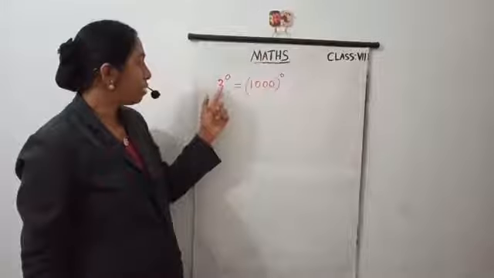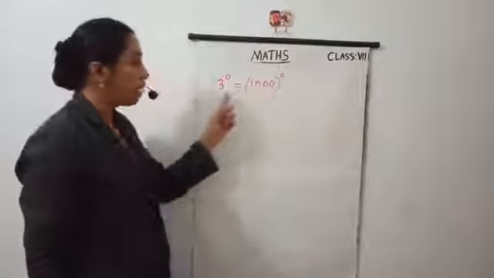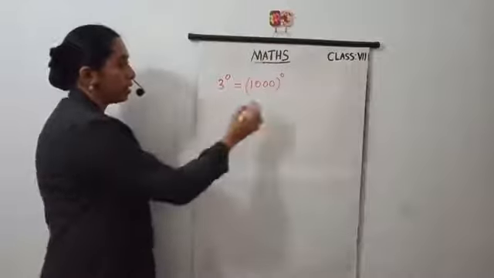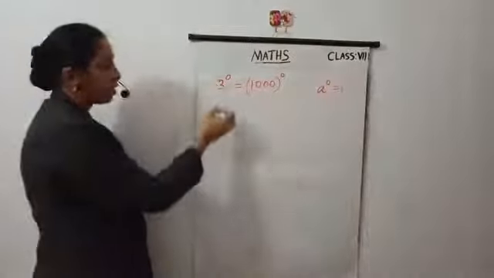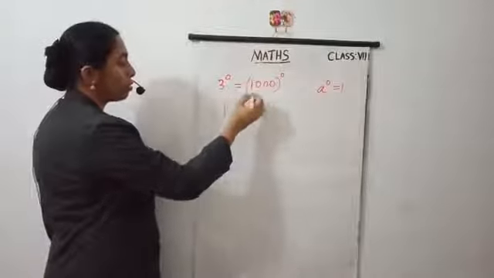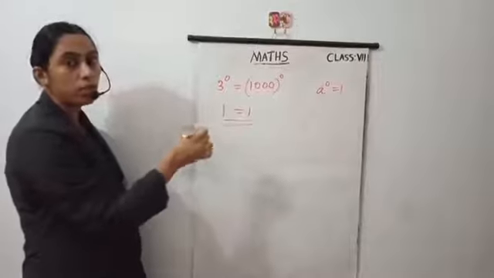Now question 4, 3 raised to 0 equal to 1000 raised to 0. What is meant by any number raised to 0? It is 1. That is, 3 raised to 0 is 1, 1000 raised to 0 is also 1, 1 equals 1. So this statement is true.